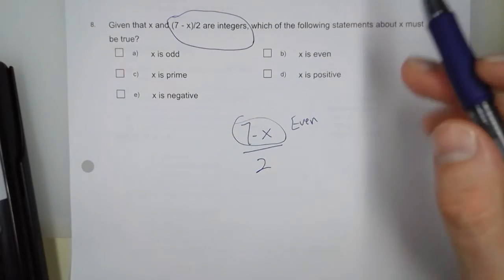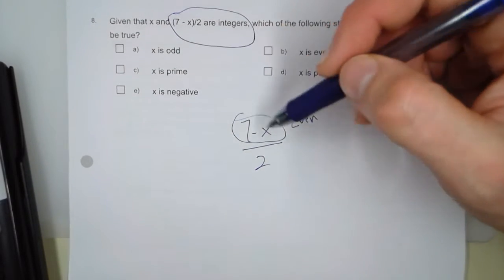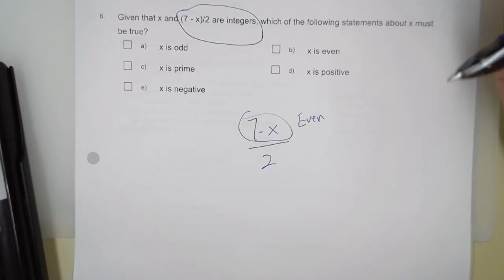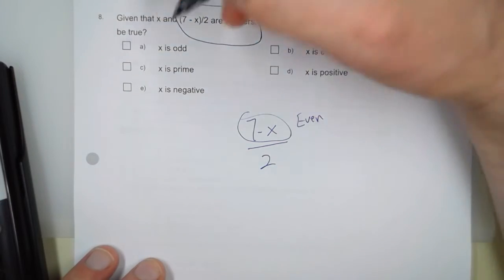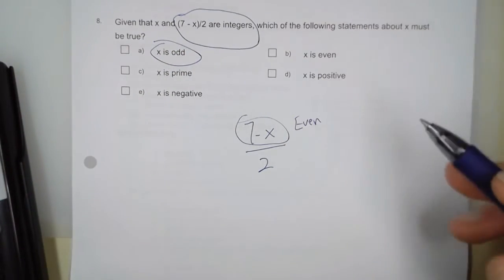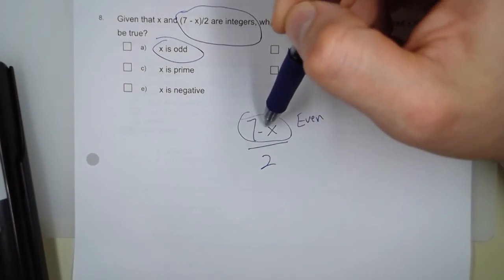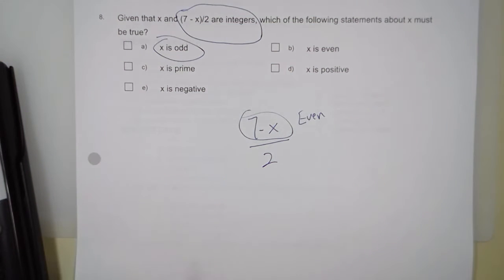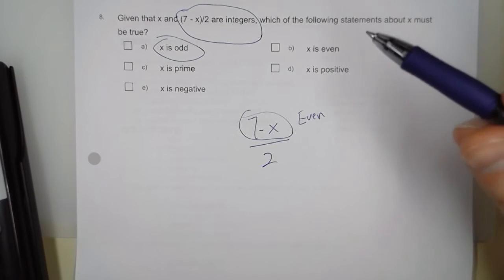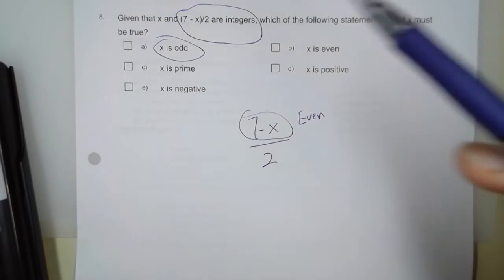And so what must be true about x in order for this to be even? Well, in order for this to be even, this one has to be odd. Because an odd number minus an odd number is going to be an even number. Didn't say anything about positive, doesn't say anything about negative, because integers could be positive or they could be negative. So, in this problem, x must be odd.